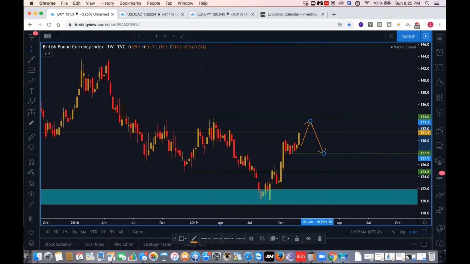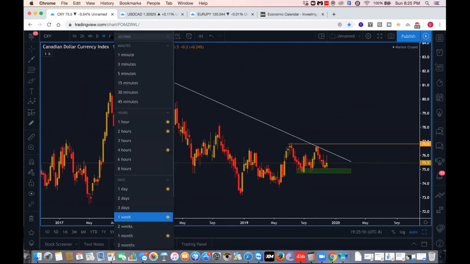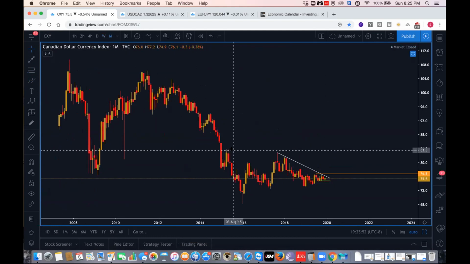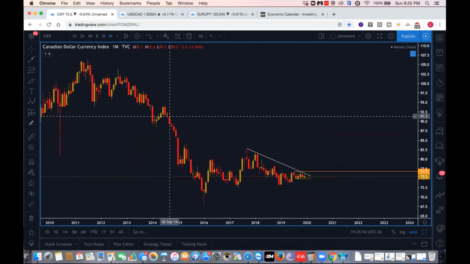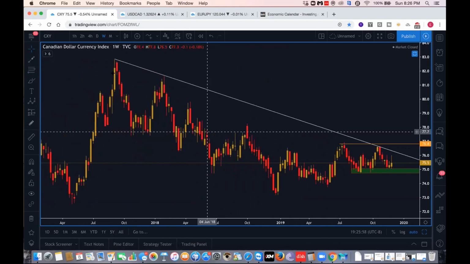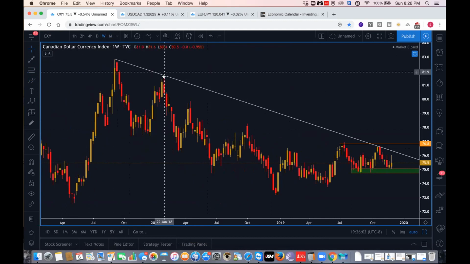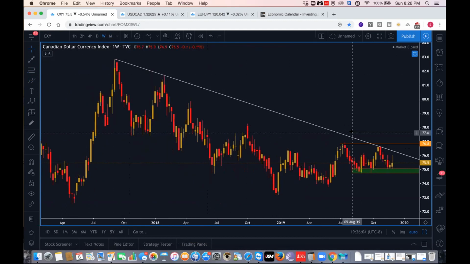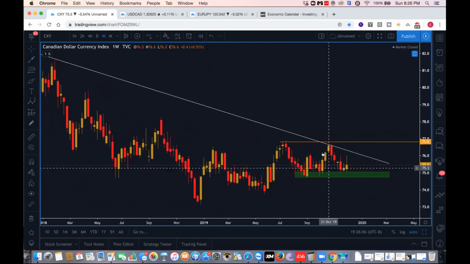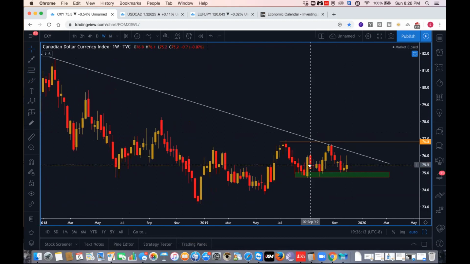The last currency index I'm going to go over is going to be the Canadian Dollar Index. So with this, I'm going to start off on a weekly. As you can see, we have a descending trend line starting from point A connected to point B and then drawn out to the future. The future came and then price pushed up to this level and then found some resistance and then pushed right back down.